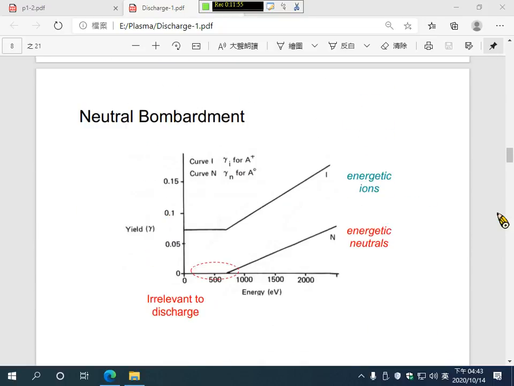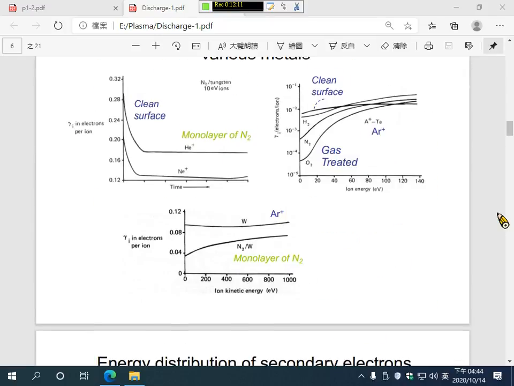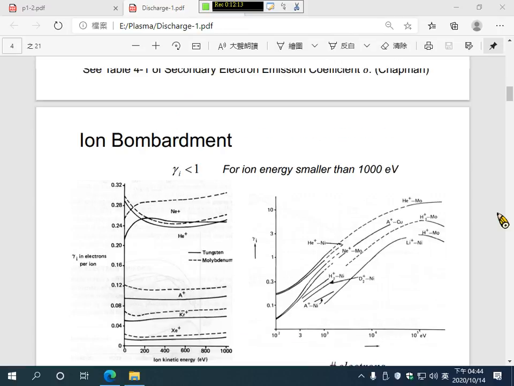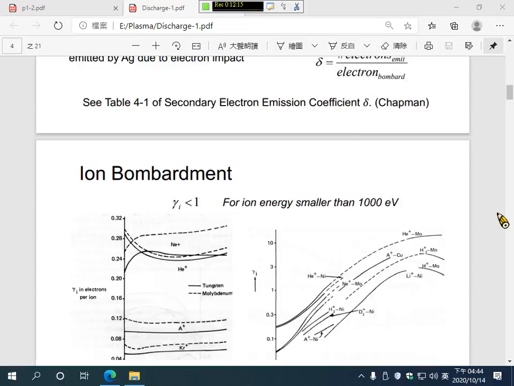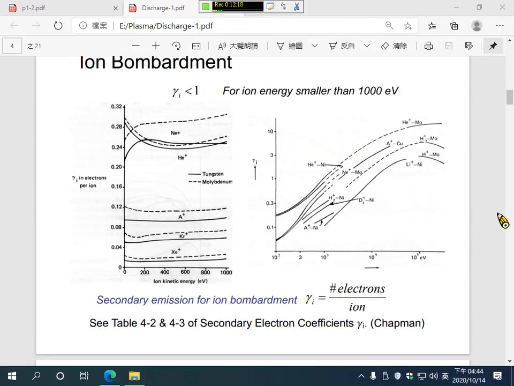And neutral bombardment also gives a very small yield of secondary electrons. So only in this part, electron bombardment and ion bombardment can give significant secondary electron emission from the solid surface.